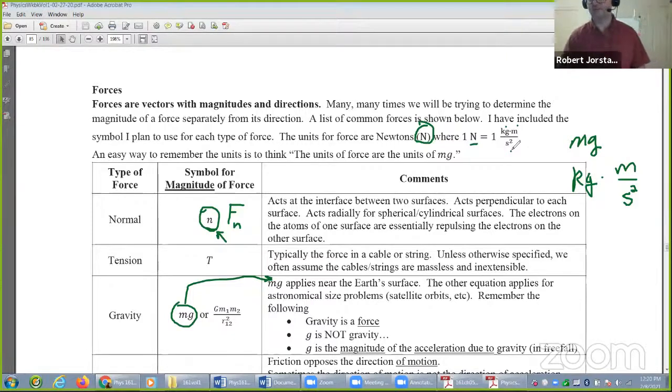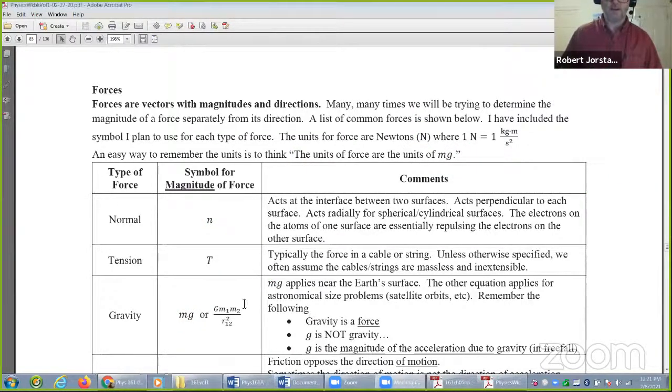So notice it's just a different way of grouping it. If you have a mass times an acceleration, that is the same units as a force. That matches up with what we say right here in Newton's second law: sum of forces equals mass times acceleration. So we see that the units of force are the units of mass times meters per second squared, kilograms times a meter per second squared. So all the time you might hear me say, are the units of force mg? That's what I mean by that. Are they the same as mg? All right.